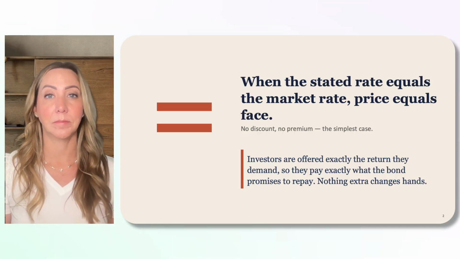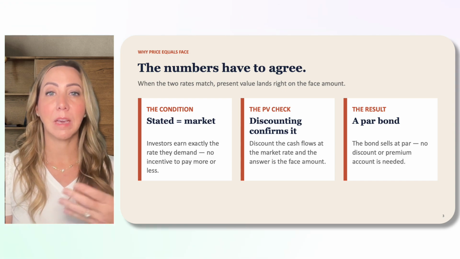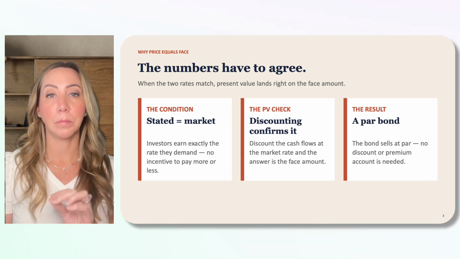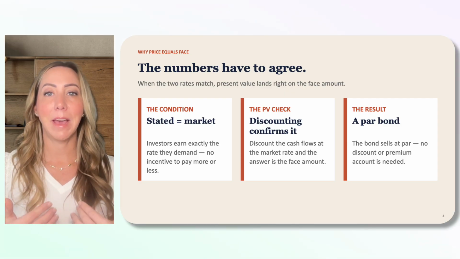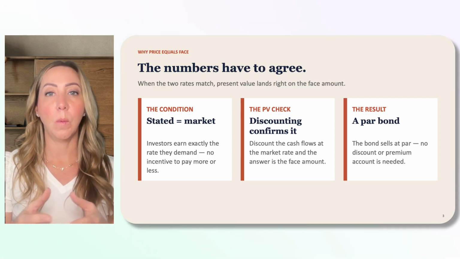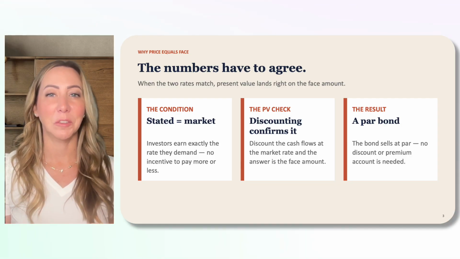It's the cleanest deal. Let's prove it isn't a coincidence, though. Remember our pricing formula, discount the cash flows at the market rate. Here's the elegant part. When the rate you use to compute the cash interest is the same rate you use to discount, the math actually has to land exactly on the face amount. The present value of the interest plus the present value of the principal will always add up to face, right on the nose. You can check this on a calculator and it'll click into place.